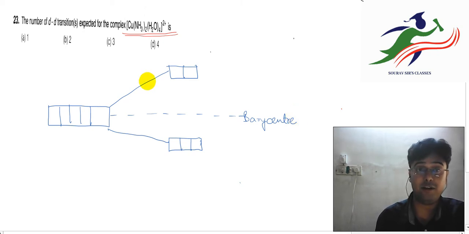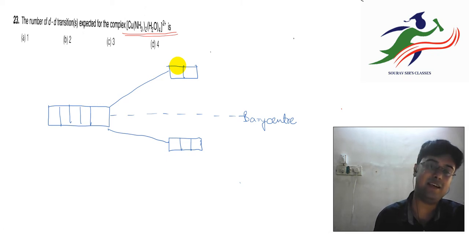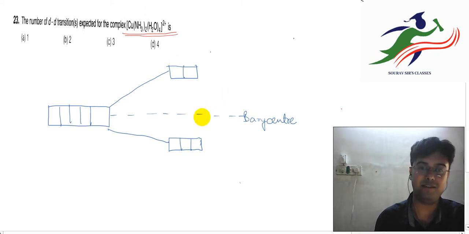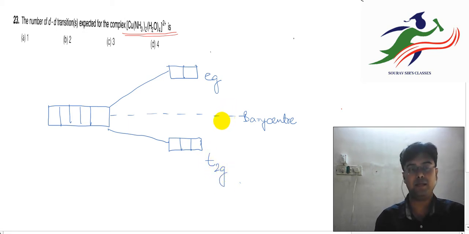While the directional set of orbitals, as their lobes are directed right along the axis, will be destabilized in case of an octahedral geometry. This is called the eg set of orbitals and these are the t2g set of orbitals.